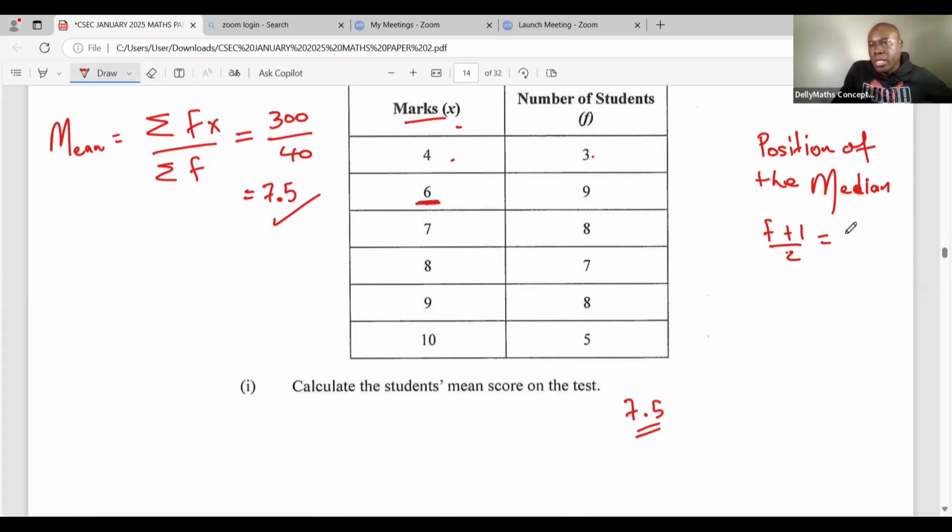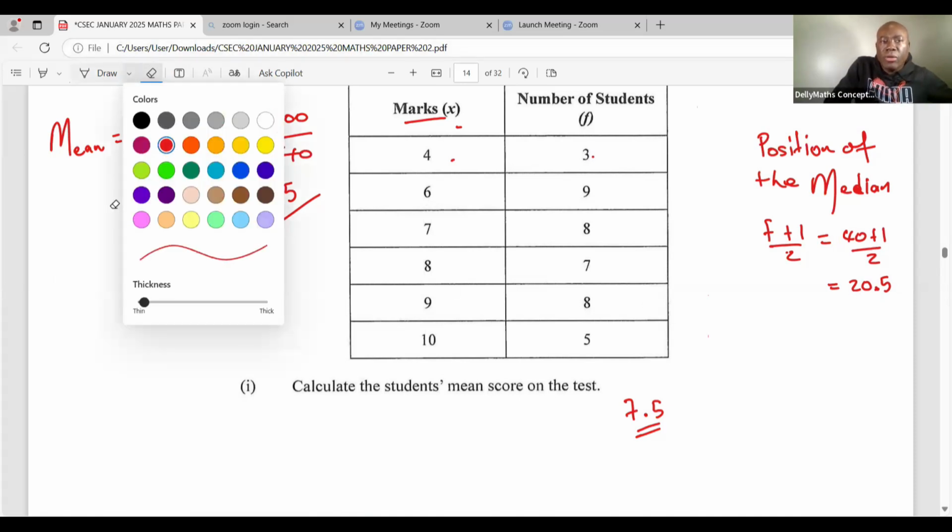So this is 40 plus 1. So 40 plus 1 divided by 2, and that's going to give you 20.5. So I'm looking for this as accumulation. I'm going to do a cumulative check up and down the table. And as soon as I hit 20.5, I'm going to stop.